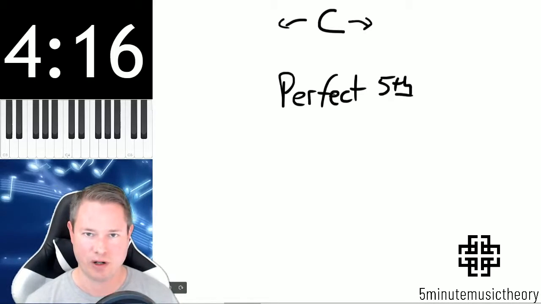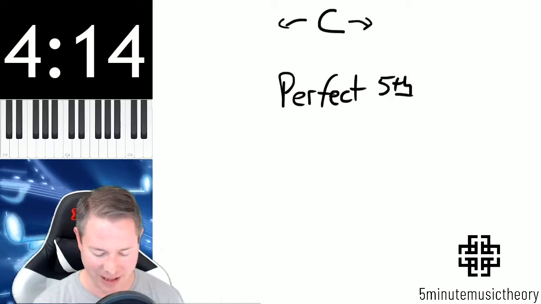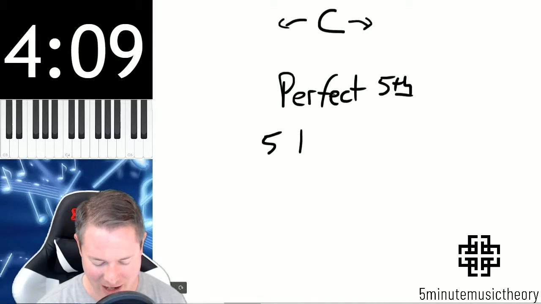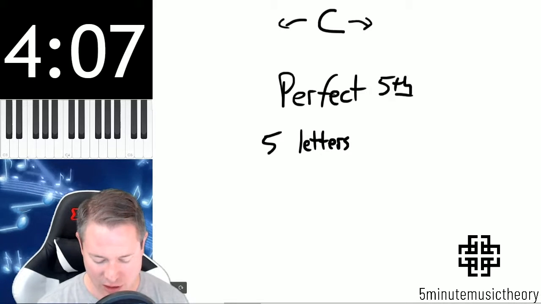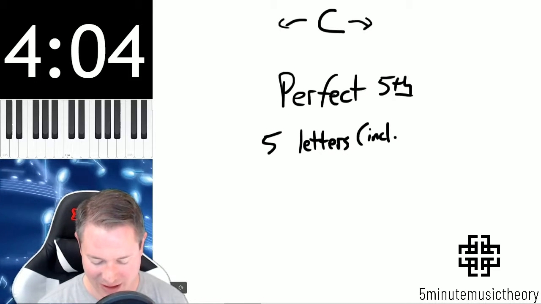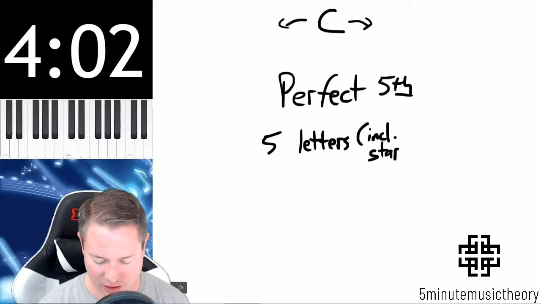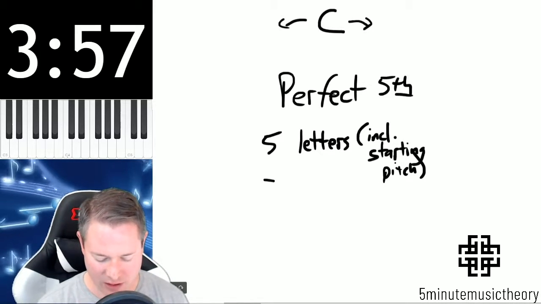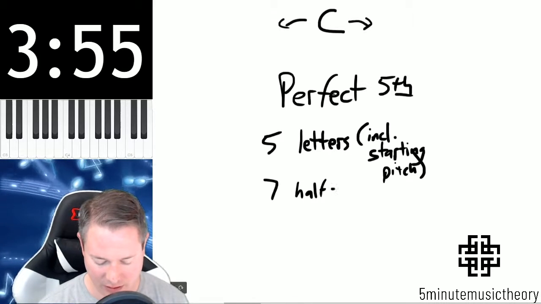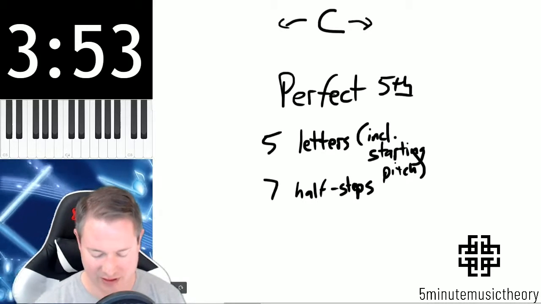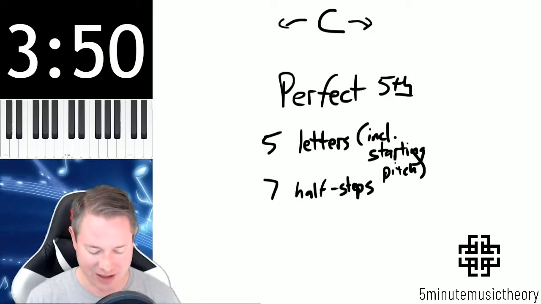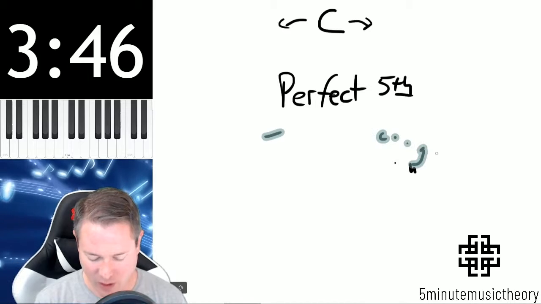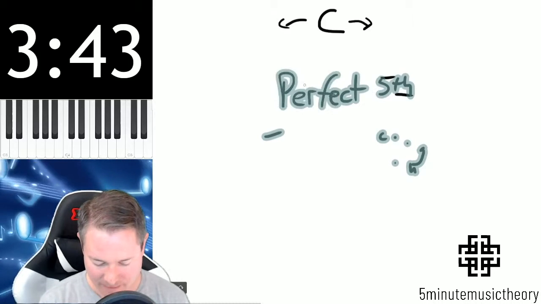The criteria for a perfect fifth, we'll cover this in greater detail in intervals videos, but all that we need to know for right now is that the distance is 5 letters, including the starting pitch. I'll just put INCL, including starting pitch. And it's also 7 half steps from the first to the second. And if it meets both those criteria, then we are looking at a perfect fifth. And we're going to write perfect fifths forward and backwards to construct this circle.